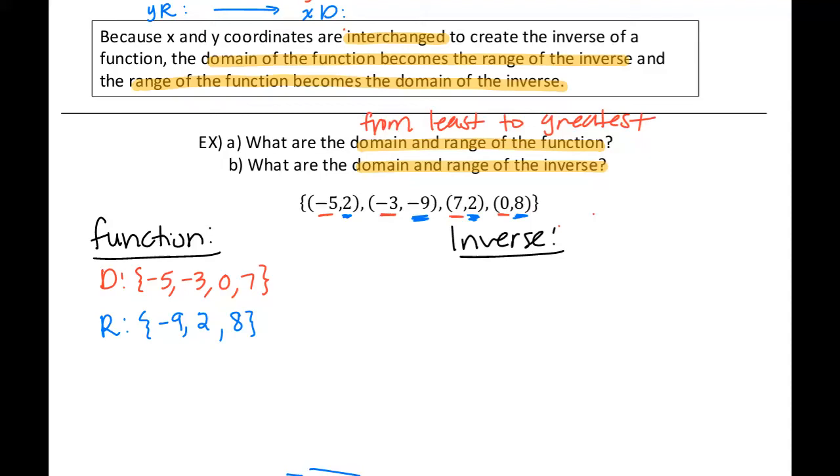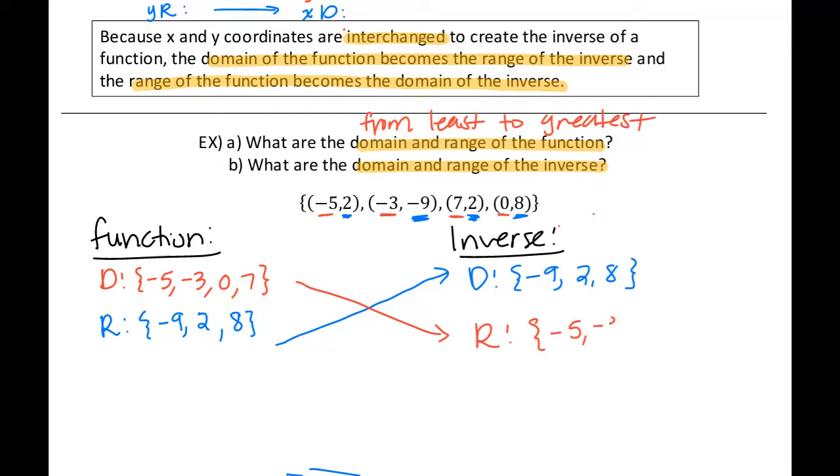All right, so then my range for the function changes to the domain of the inverse. So my domain now for the inverse is going to be the range: -9, 2, and 8. And the domain of the function becomes the range of the inverse. So this is -5, -3, 0, and 7.